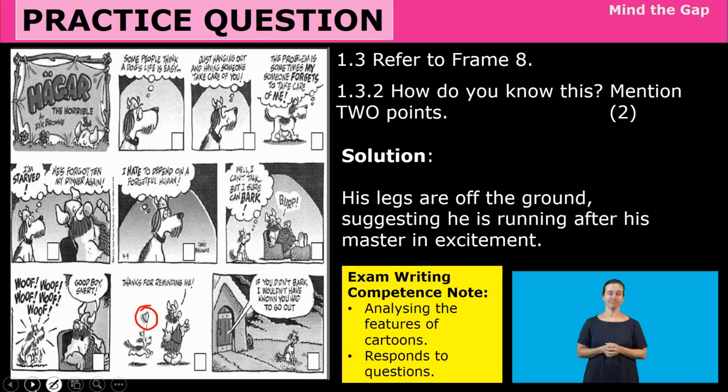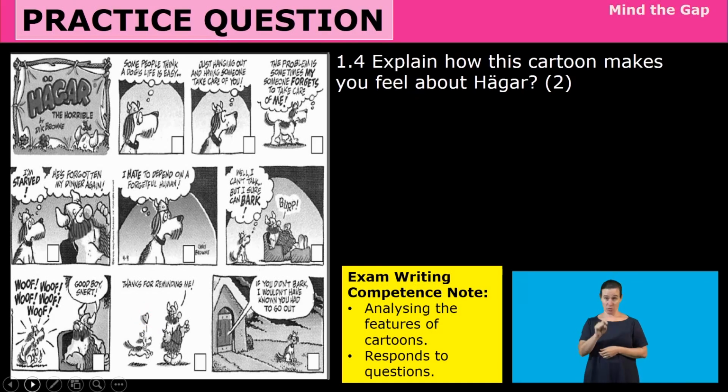All right, we're moving on to 1.4. Explain how this cartoon makes you feel about Hagar. Now remember that Hagar is the owner of the dog, all right? And how does this make you feel about him? Now remember, explaining, let's just break down our question quickly. Explain, which means you're going to have to give reasons for. Motivate why this is happening. So what must we motivate?